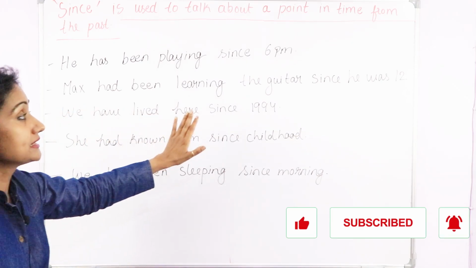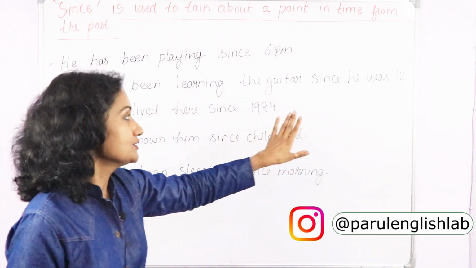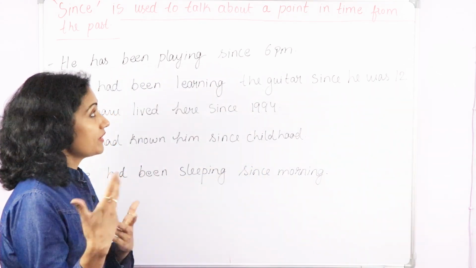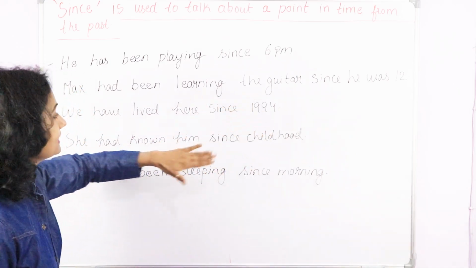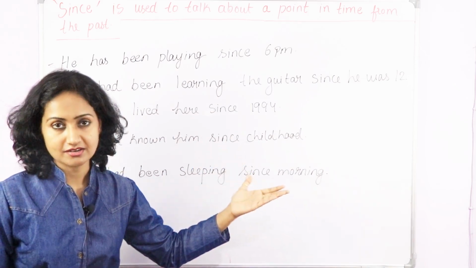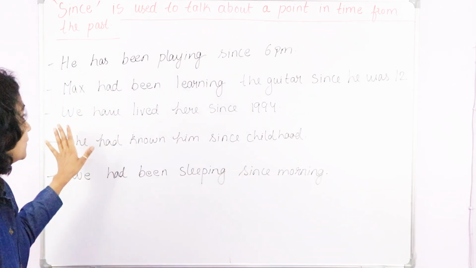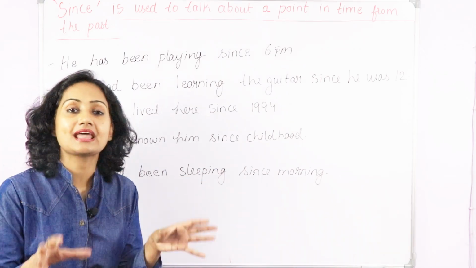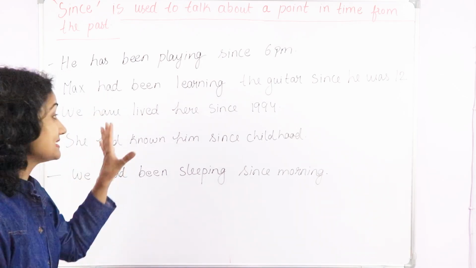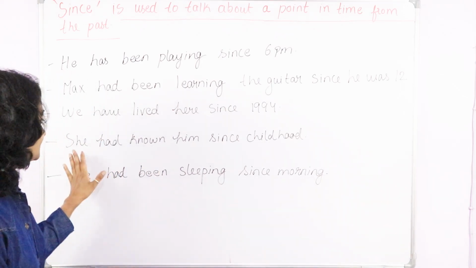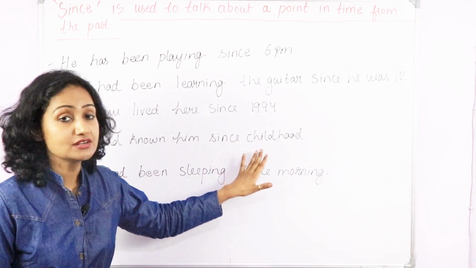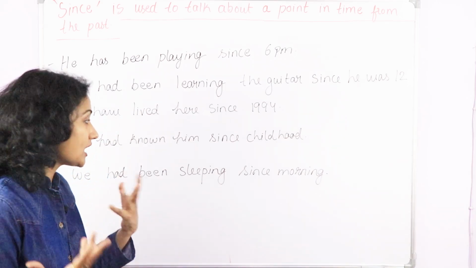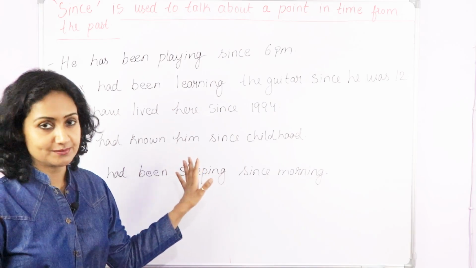Max had been learning the guitar since he was 12. So here he was 12, again an exact point in time in the past, that when he was 12, he started to learn the guitar. We have lived here since 1994. So again we started to live here in 1994, and since then we have lived here. She had known him since childhood. Again, the exact point in time when she was a child, since then she had known him.